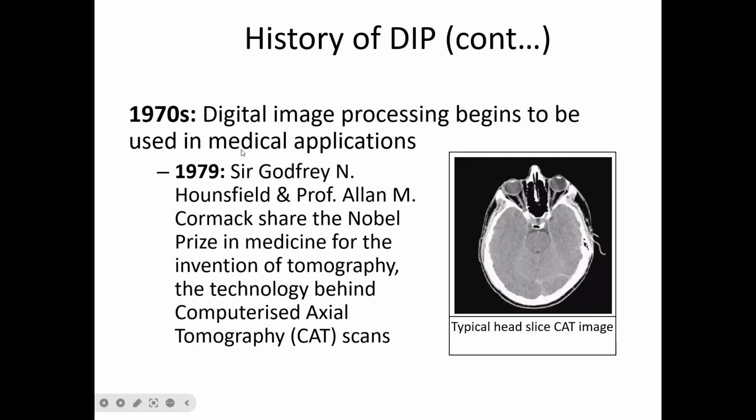In the 1970s, digital image processing began to be used in medical applications. In 1979, Sir Godfrey N. Hounsfield and Professor Alan M. Cormack shared the Nobel Prize in Medicine for the invention of tomography, the technology behind computerized axial tomography scans.